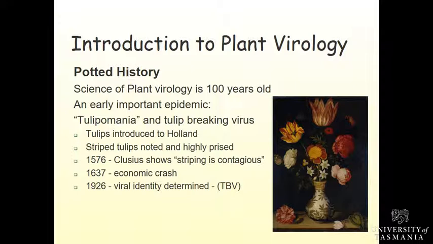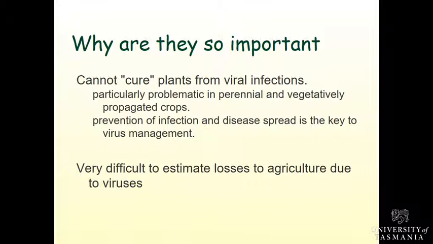So in the 1600s we had the inevitable crash. The Dutch economy was destroyed, thanks to a virus primarily. But it wasn't until the 1920s they finally worked out what the thing actually was, and they could actually see for the first time this virus. Anyway, why are they important?